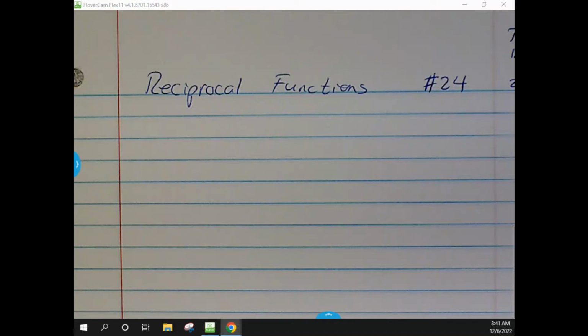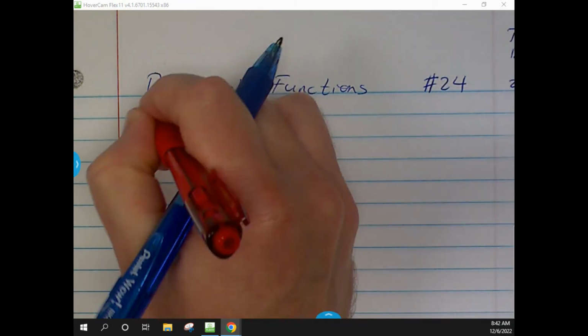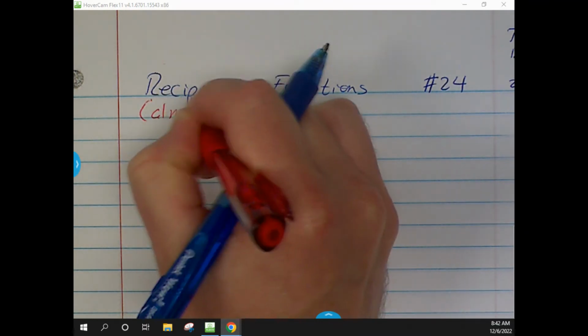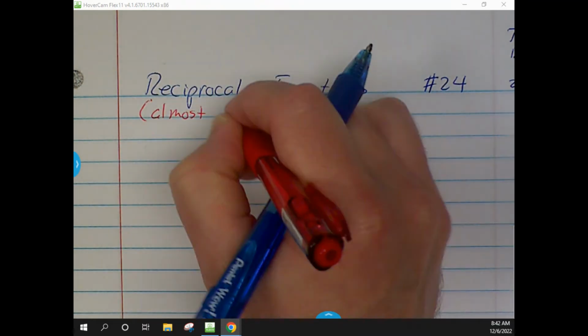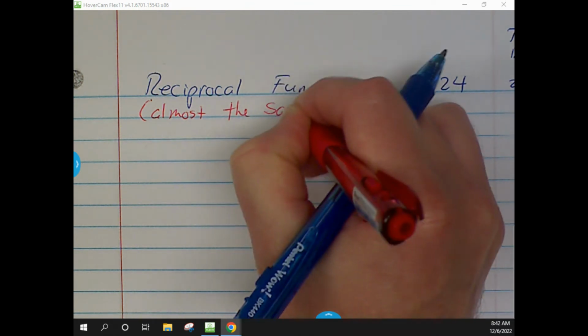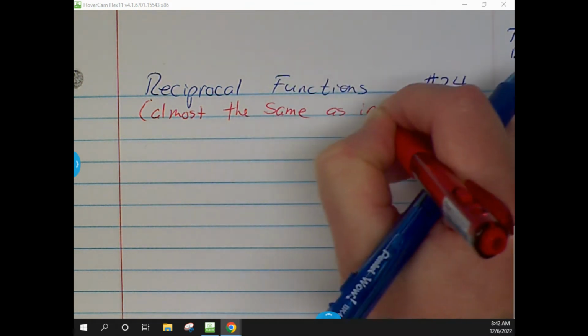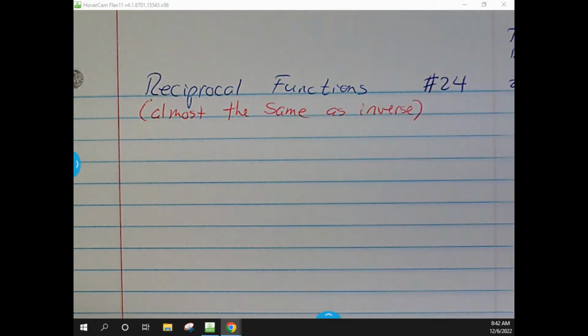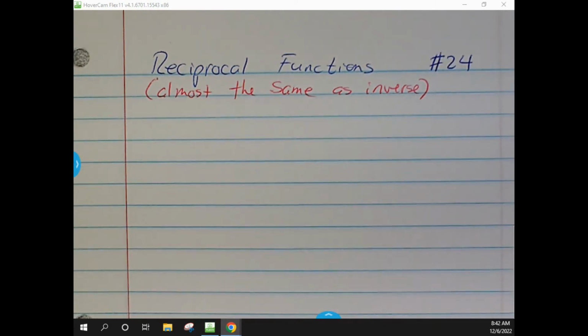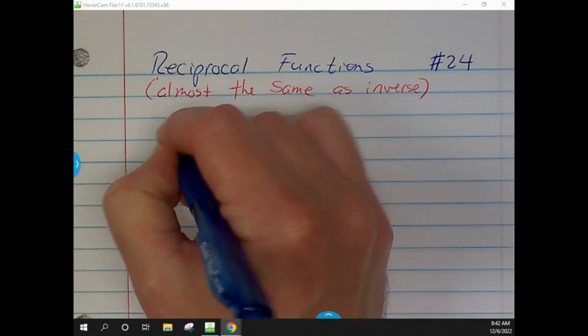All right, so reciprocal functions. This is almost the same thing as what we were doing yesterday with inverse. It's basically the same thing, but we're going to just change it up a tiny little bit when we're going through these.